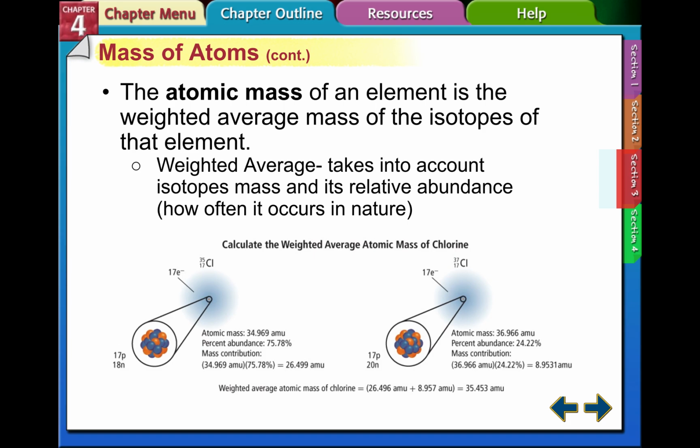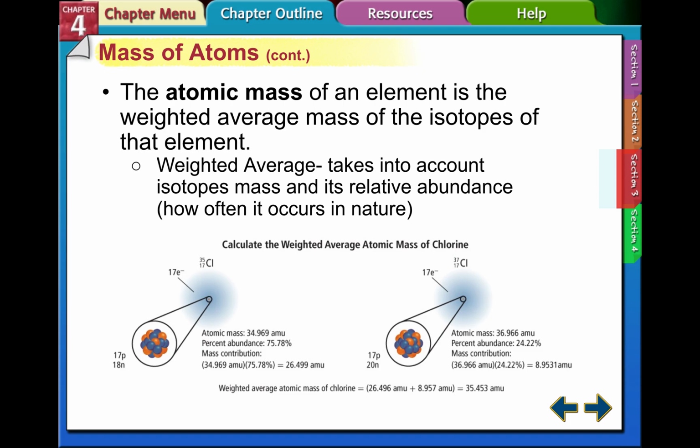I'm going to use the rate at which it's occurring in nature. That's going to be called the relative or percent abundance. And then the actual mass number of each isotope. Add them all up together, and that's how I get a weighted average. This is going to be that decimal number that you see on the periodic table. And the reason why it's a decimal number is because it is a weighted average of all the isotopes.